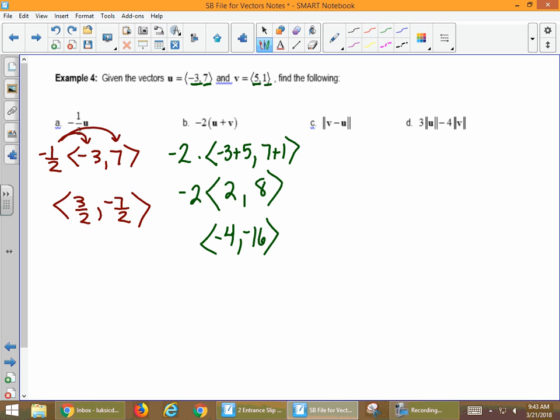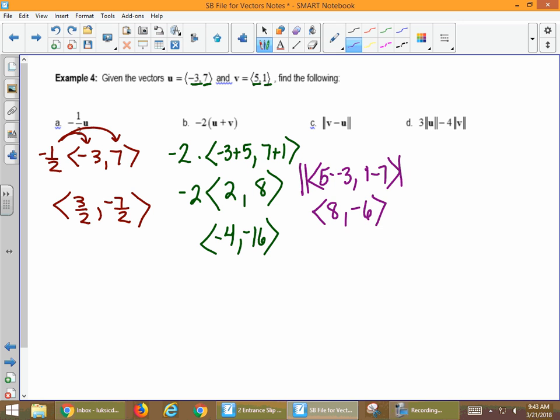All right. Here we need to subtract and then find the magnitude. So first I'm going to subtract my vectors, and this is v minus u. So that order is important. 5 minus -3, 1 minus 7. So that's going to be -6. And we're finding the magnitude.